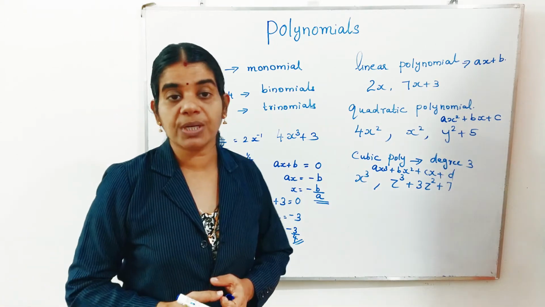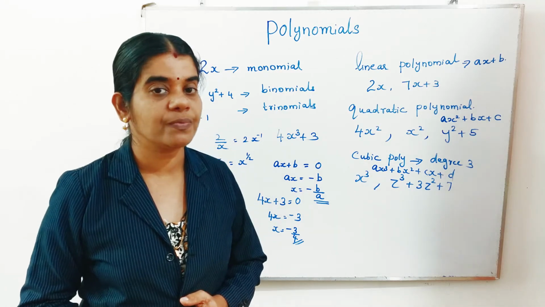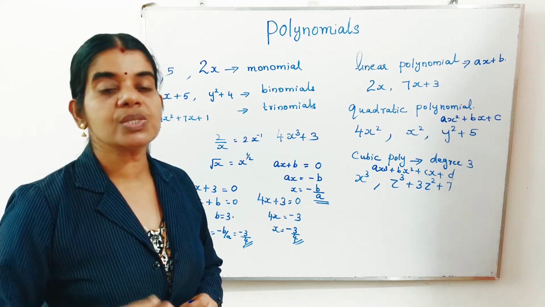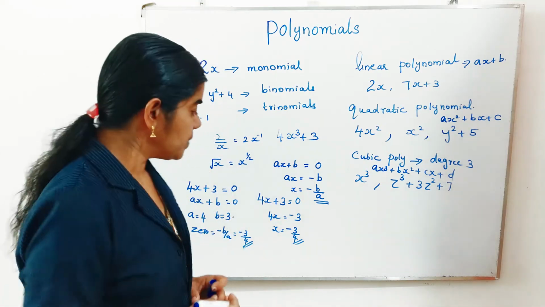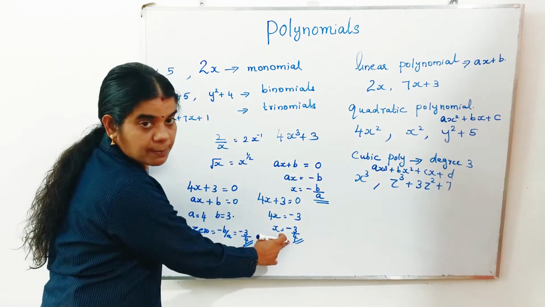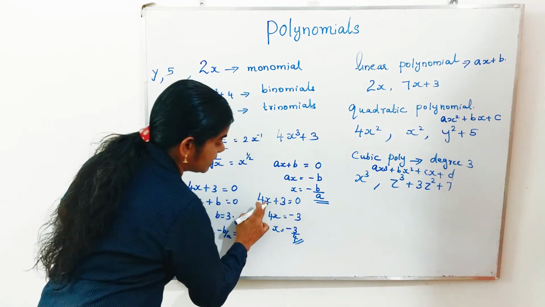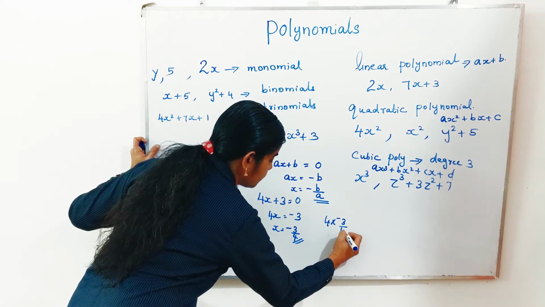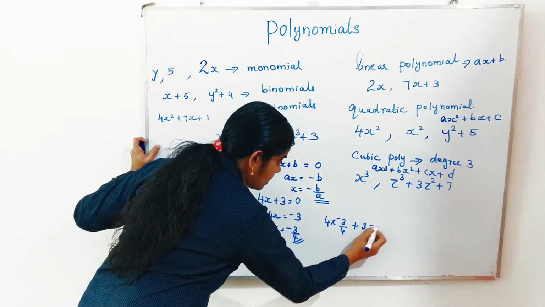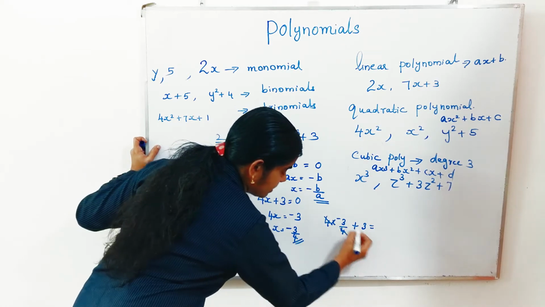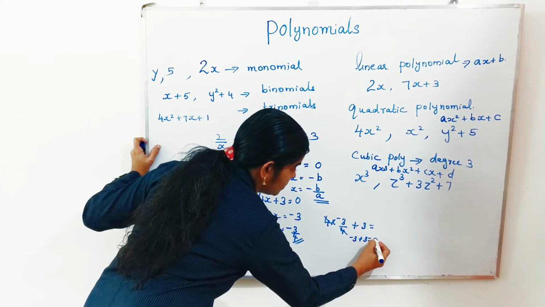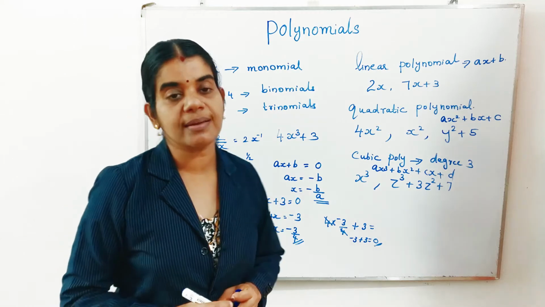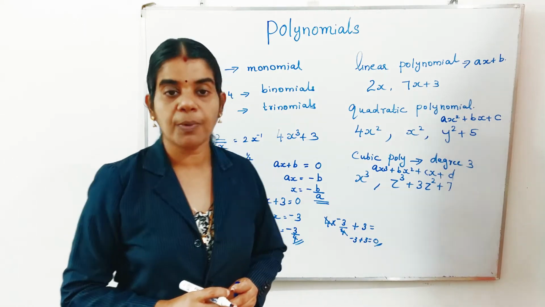Then from this, what did you understand? Zero or root of a polynomial: which value of the variable makes the polynomial's value 0? That is known as the zero of the given polynomial. Here you got zero is equal to minus 3 by 4. If you substitute minus 3 by 4 in place of x, what will happen? 4 into minus 3 by 4 plus 3 equal to, cancelling, minus 3 plus 3 equal to 0. So the value of the variable that makes the polynomial's value 0 is known as the zero of the polynomial.